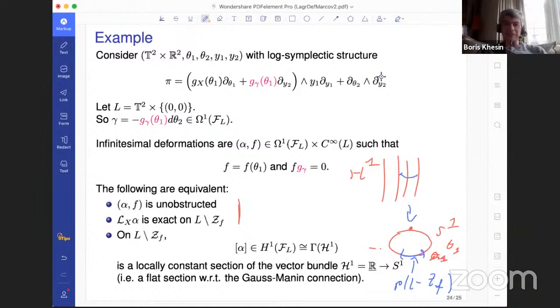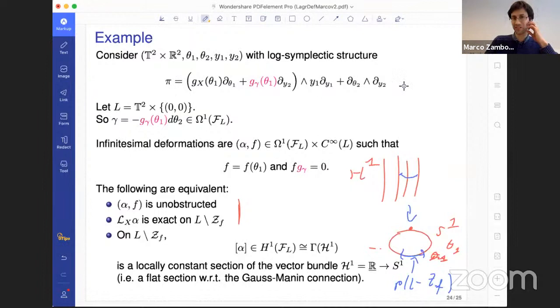I don't know. Maybe an interesting exercise is to try to see if this really commutes with itself. Take the Schouten bracket, but it should be zero somehow. It should be zero. Okay, yeah. Good, thank you.